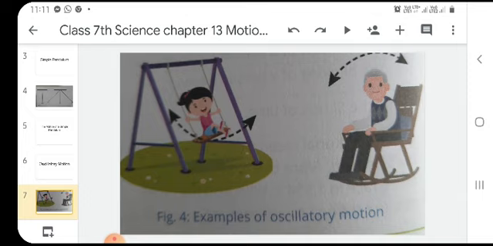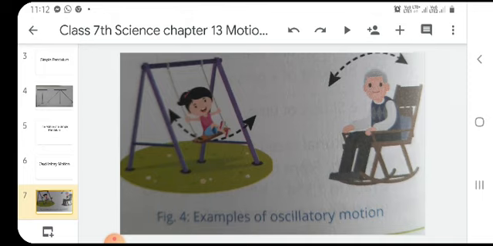So what is the time period? The formula of the time period is the total time taken to complete oscillations divided by the number of oscillations. From this we can find the time period of a pendulum. So time period is equal to total time taken to complete oscillations divided by number of oscillations.